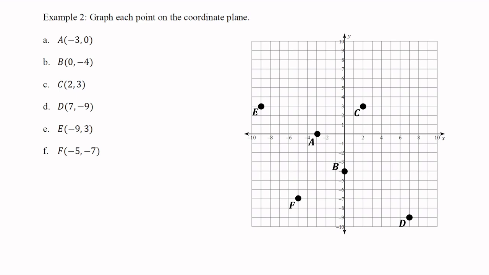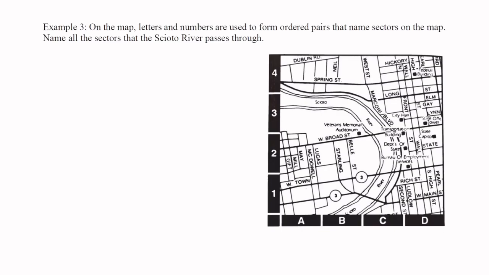Now, it's not only helpful to know how to plot on the coordinate plane, but you can find things on a map this way as well. So here's a more real-world example of a way that you can use a paper map to find things based on the location of where they tell you that things are. Okay, so on the map, letters and numbers are used to form ordered pairs that name sectors on the map. We're going to name all the sectors that this river passes through.